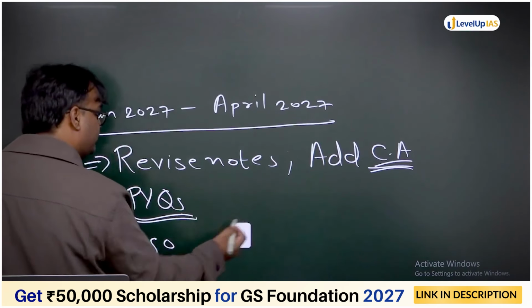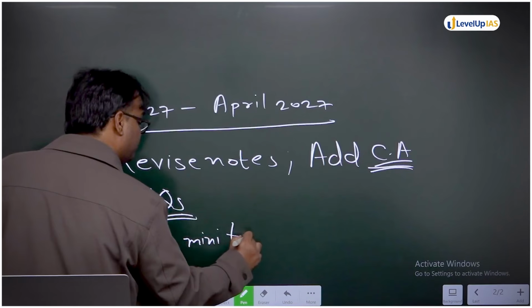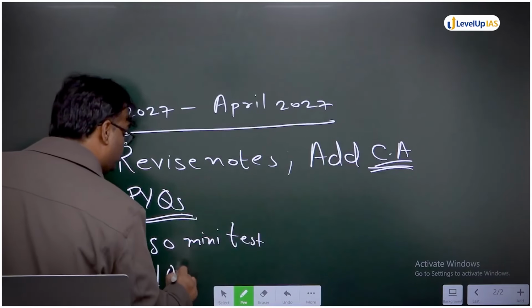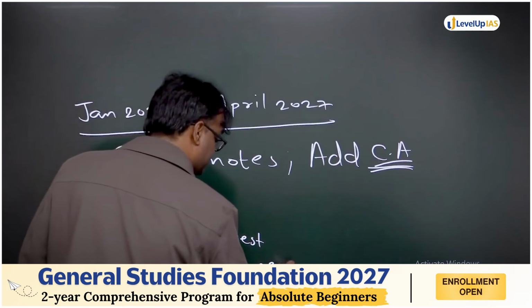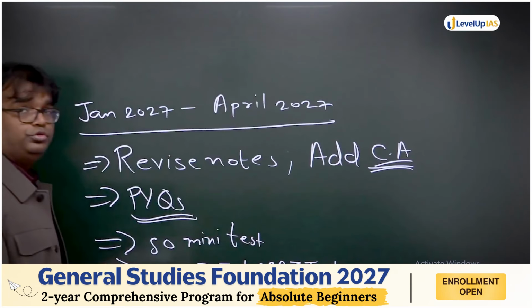Every 2 days give a test of 50 questions. So I'm calling it 50 mini tests, and then every weekend a 100-question full length test, plus a CSAT test as well. This is what you should be doing.